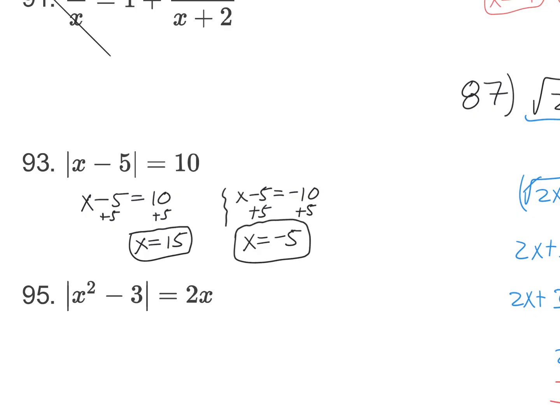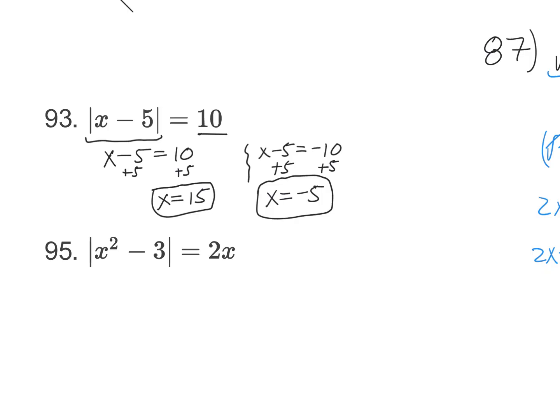Now, our restriction for absolute value equations is that we never want this equal to a negative number, because the absolute value of anything is always going to get you a positive number. So no matter what you plug into this expression on the left, you're always going to get a positive number. So we don't really have to check these two answers, because it's always equal to a positive number, and we did the math correctly, so there's really no issue here. The only time where we would want to check is something like 95, where I have a variable on the outside.